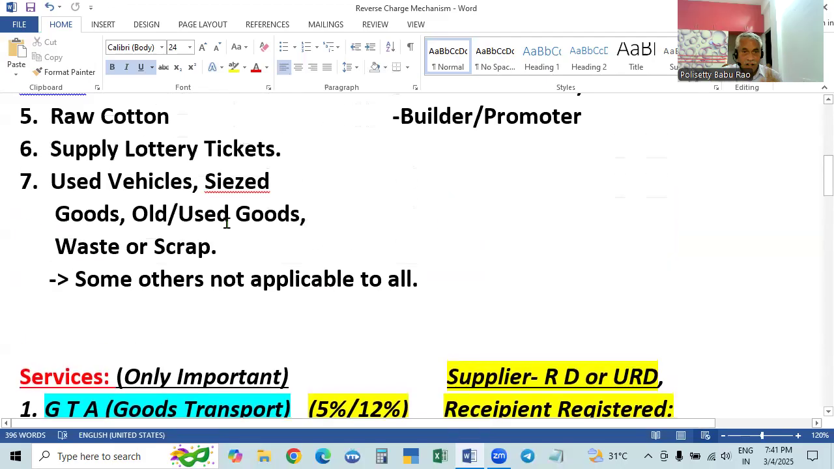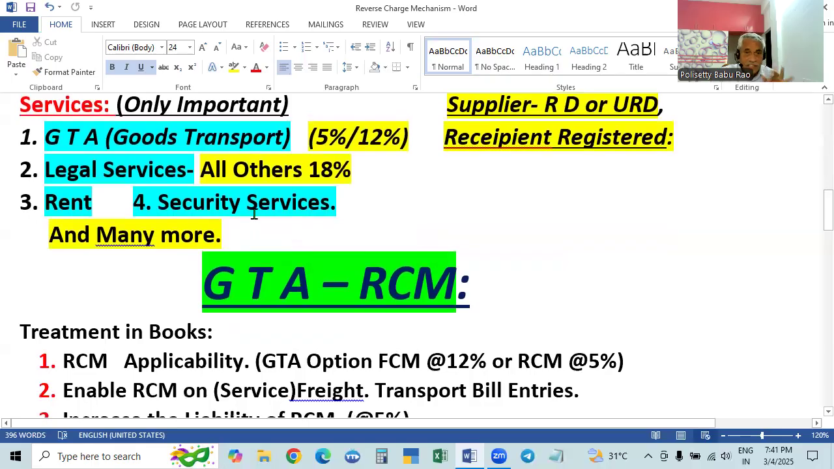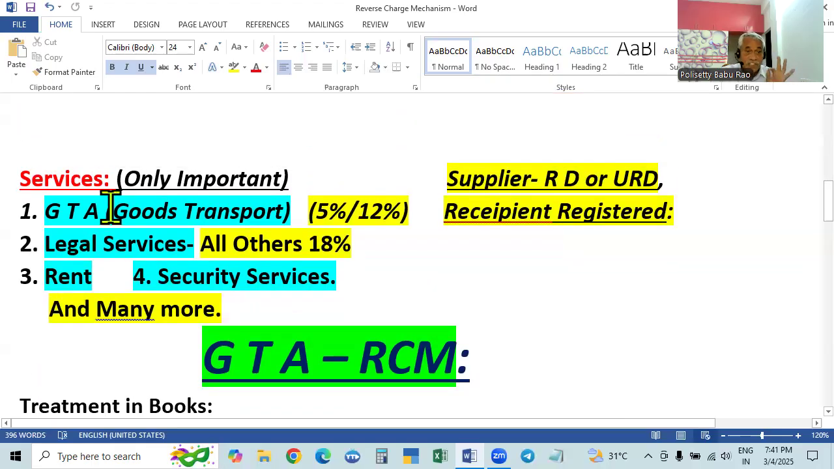For all the services, the rate of tax is 18%, except this GTA service. For the GTA service under the reverse charge mechanism, the tax rate is only 5%. So this reverse charge is applicable to all goods transport agencies. They cannot collect any tax, so in their bill they will not charge the tax. Even if the tax amount is mentioned in the total, it will not be added. Only the transport charges are charged, and only that will be paid by the recipient to the Goods Transport Agency, without tax.